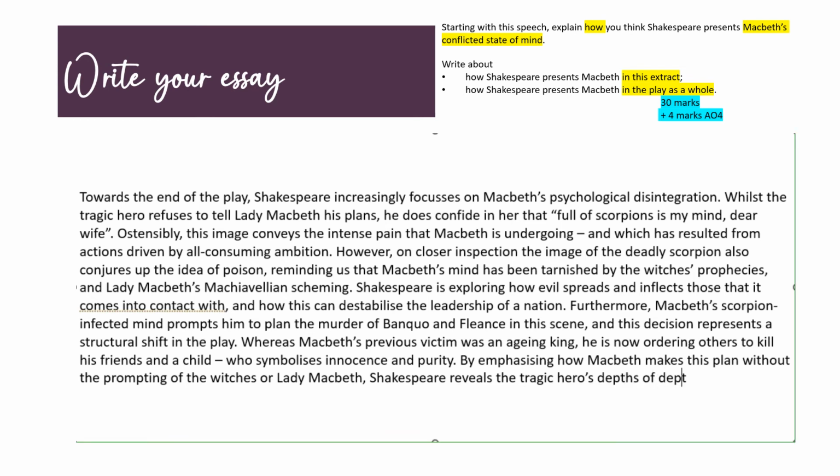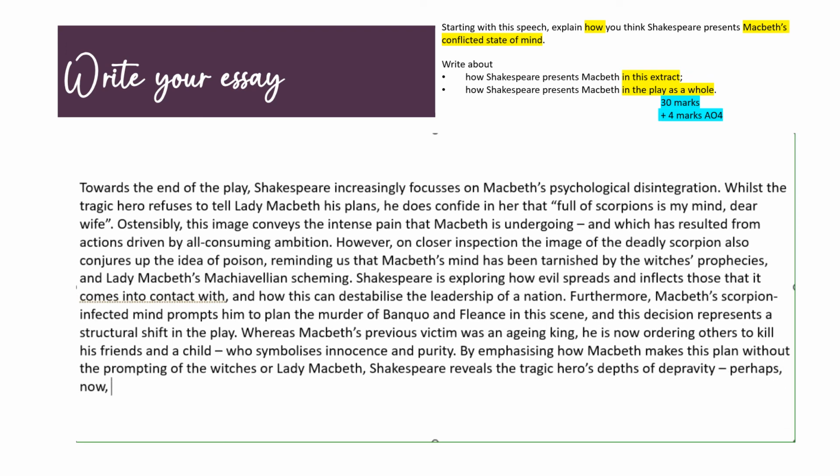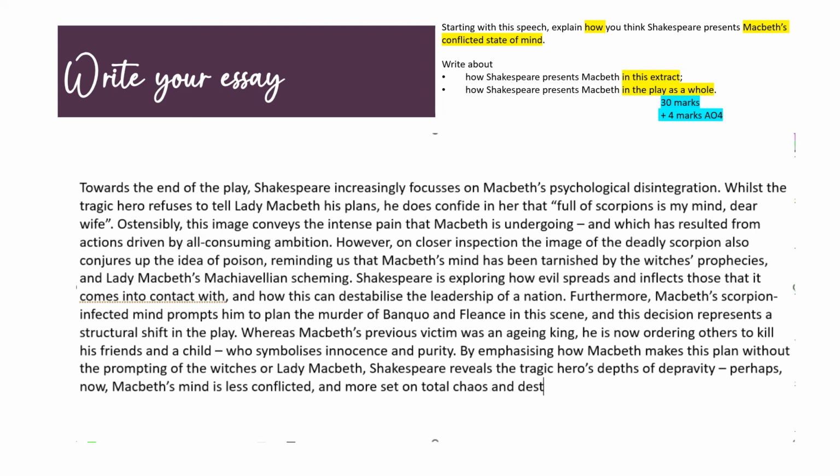And I'm just going to return us to the question again, which is about the conflicted mind. So I'm going to say, "Perhaps now Macbeth's mind is less conflicted and more set on total chaos and destruction." So I'm kind of disagreeing with the question a little bit there, and that is absolutely fine.